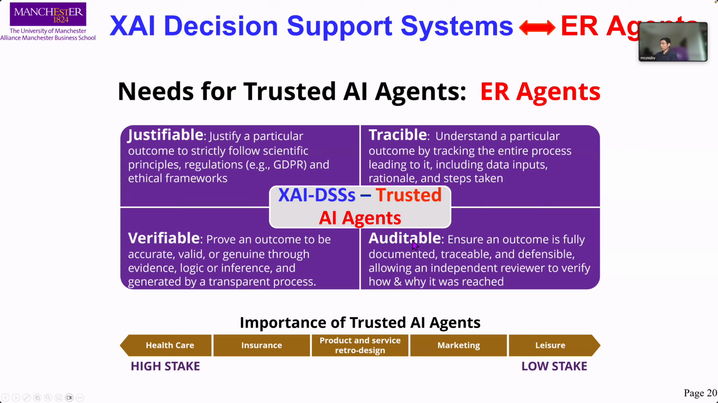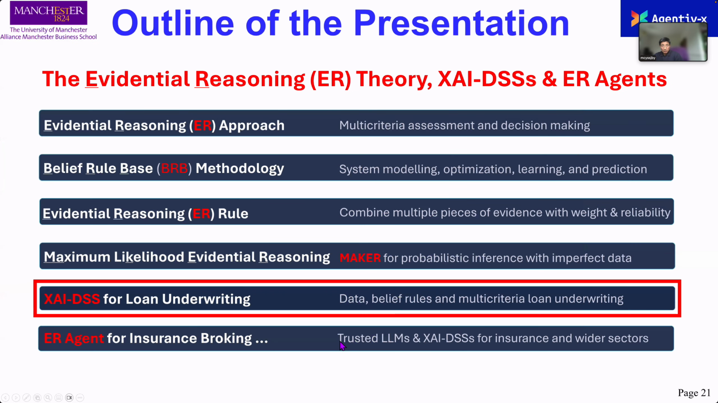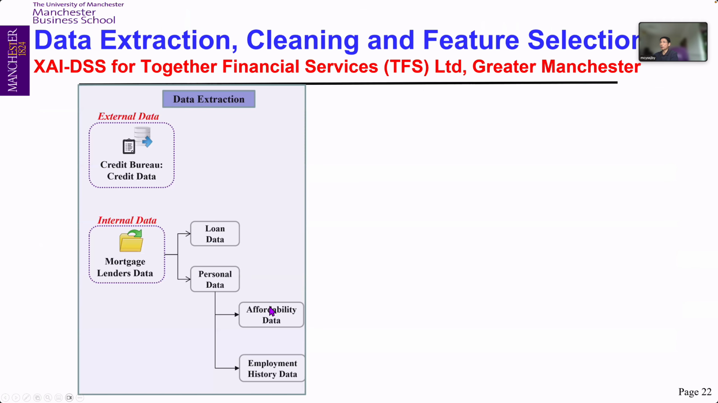Finally, it must be, of course, inspectable and also defendable or auditable. Otherwise, we can't use it in our high-stakes areas like healthcare, finance, and insurance. So, maybe time is flying, I only really show two examples. One is very simply for loan underwriting.